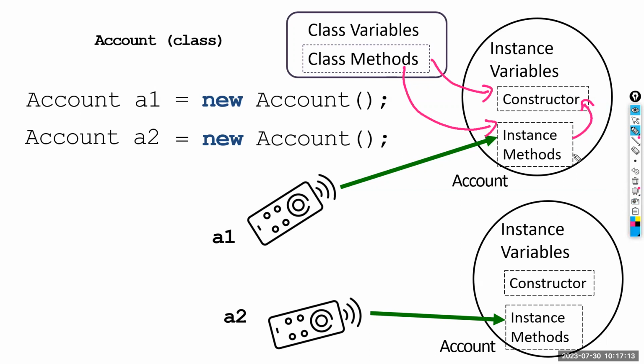Instance method can call instance method. Constructor can call instance method. Constructor can call class method. Instance method has access to instance variables. Instance method has access to class variables. Instance method can call class methods. Class method can call another class method.